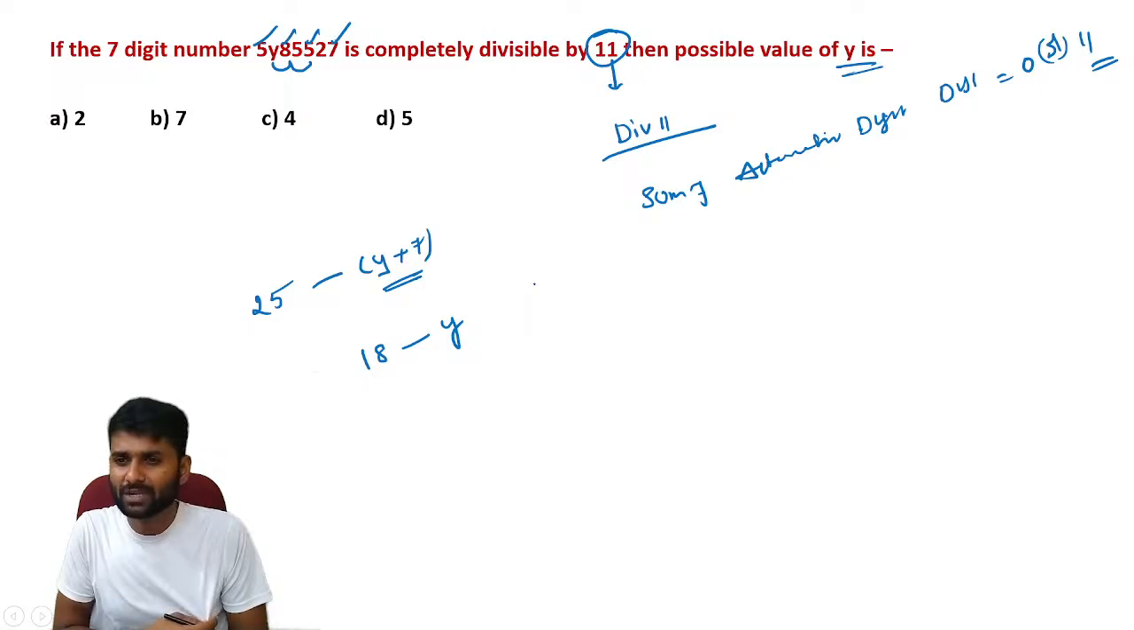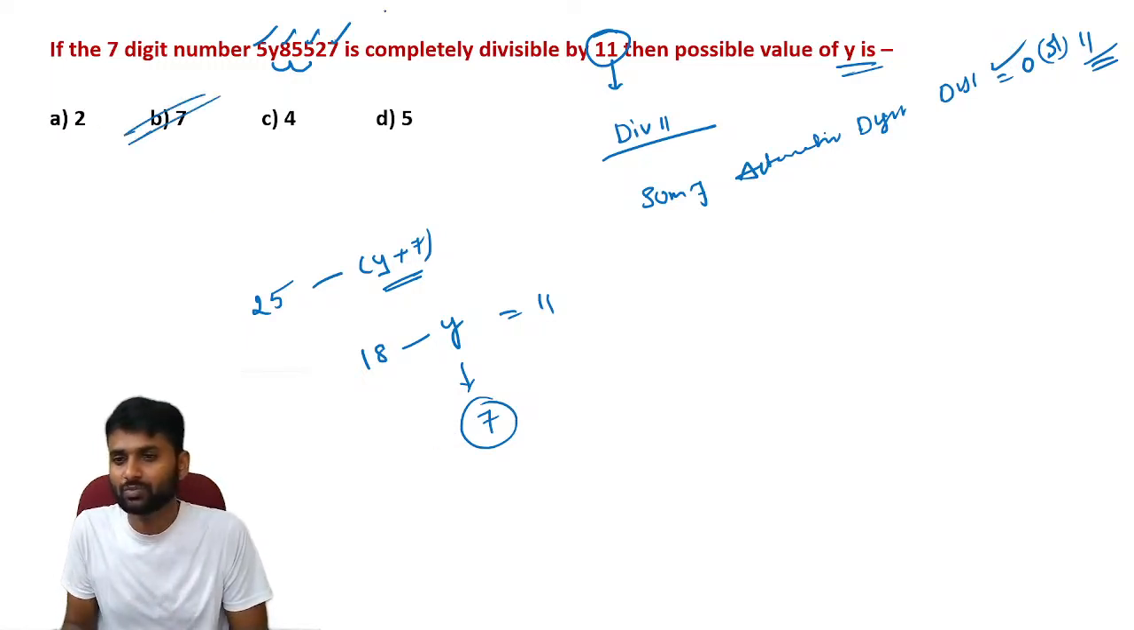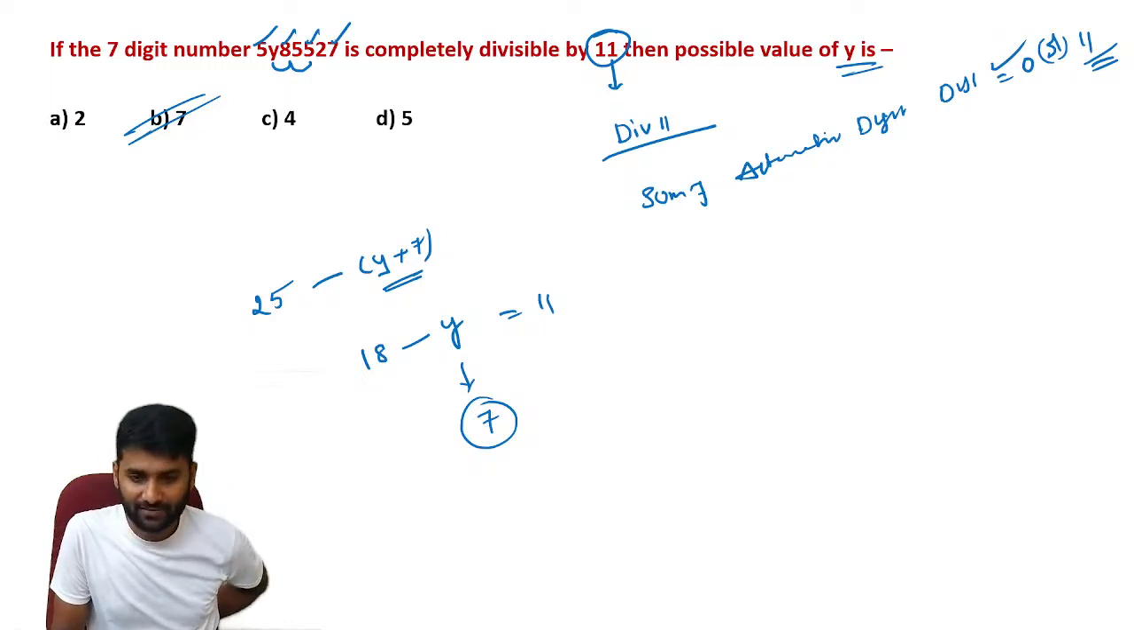Now the question here: what is the possible value of y? I told you guys we need a resultant that is either 0 or a multiple of 11. If you want 11, then you have to subtract 7 units from 18. 18 minus 7 is equal to 11. Here the possible value of y is 7 itself.